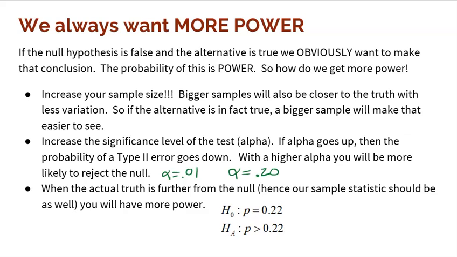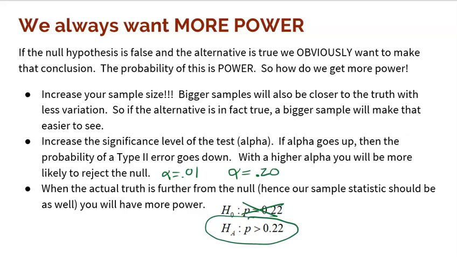When the actual truth is further from the null, hence our sample statistics should be as well, you will have more power. Now, this makes a lot of sense only if you take the time to understand it. So I set up a quick null and an alternative real quick. So the null is that p is 0.22. The alternative is that p is not 0.22, or greater than 0.22. So if the real truth, right? Remember, if the null is wrong, I want to reject it. I want to go with the alternative.